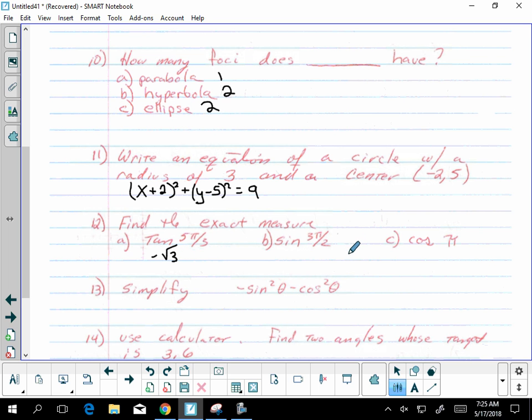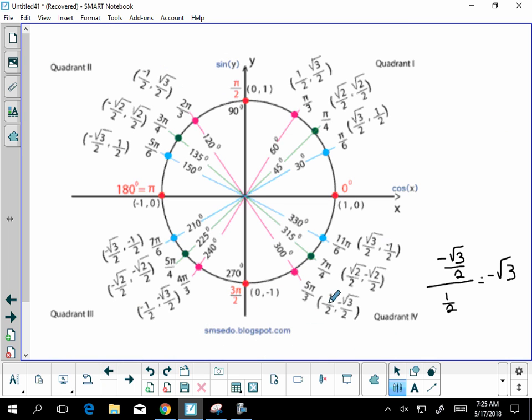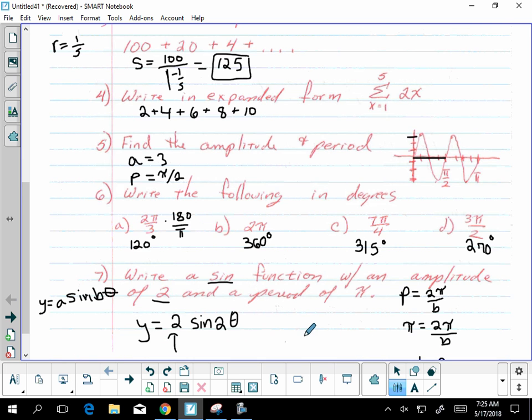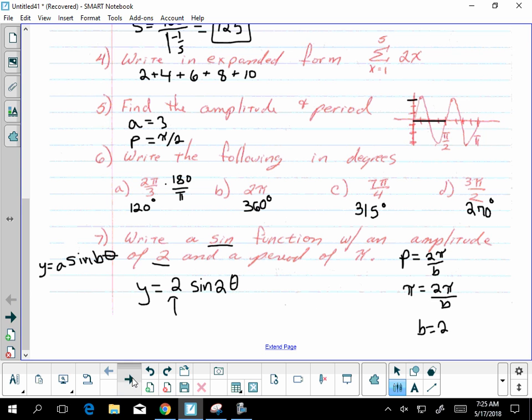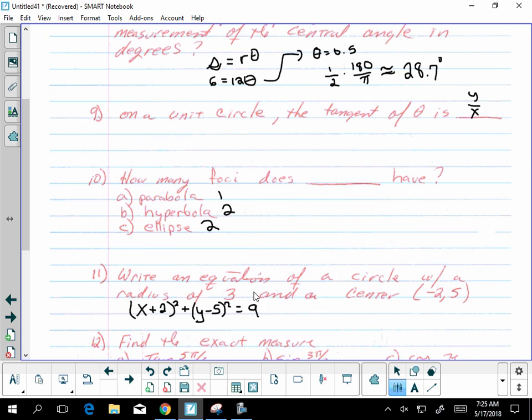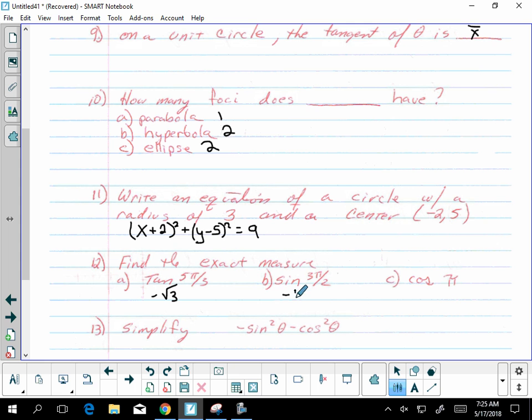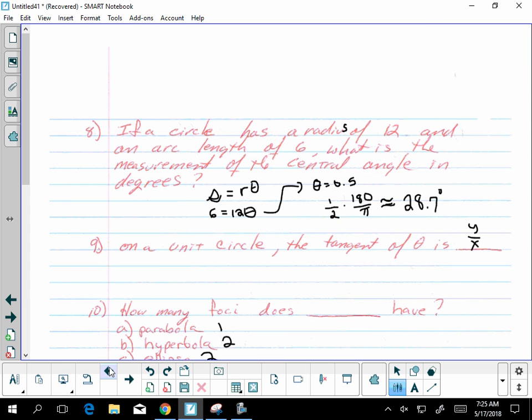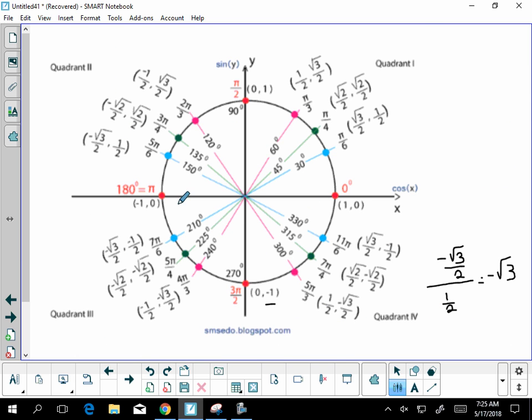The sine of 3 pi over 2. 3 pi over 2 is right here. The y-coordinate is -1. And the cosine of pi. Well, pi is right here. The cosine is your x, which is -1.